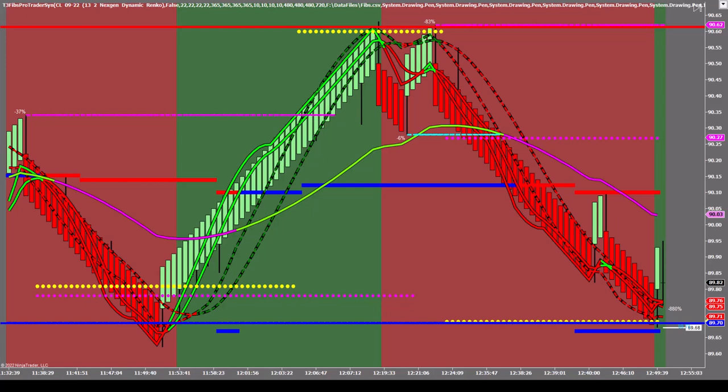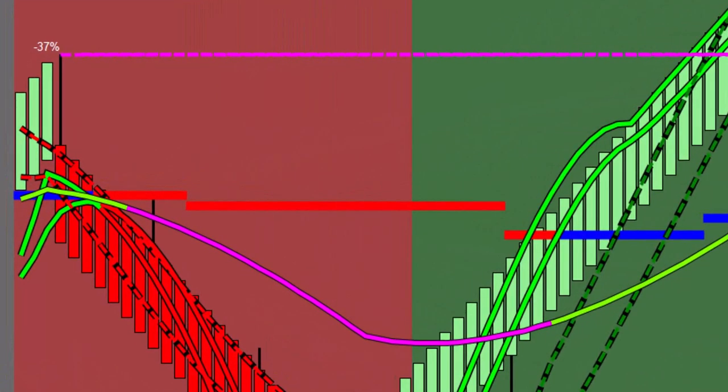And what I want to do now is I want to take a close-up look of part of the chart, and we'll explain each of the indicators that are on the chart and a brief overview on how you actually use them during your day-to-day trading.